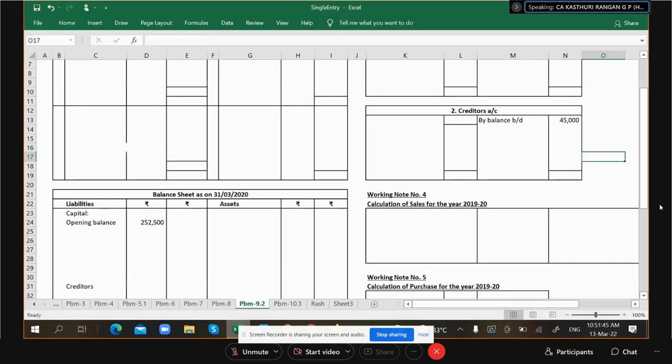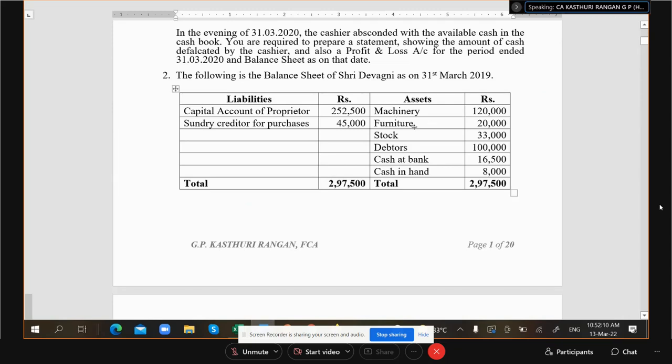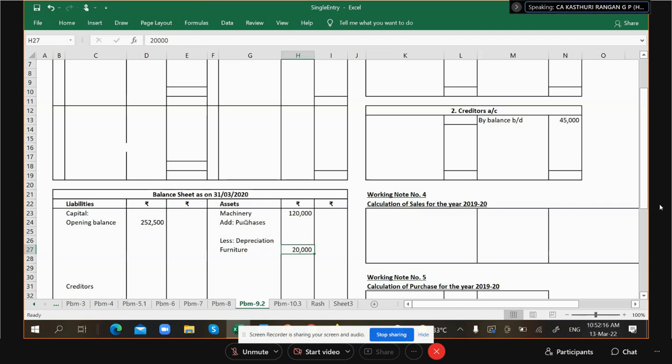Then machinery, furniture. Where will you put machinery, furniture in the balance sheet? Machinery, inner column, because we'll have to apply depreciation. Suppose there could be a purchase, so leave some space. In this problem, I find some machinery has been purchased. Then furniture, inner column, 20,000 rupees. So machinery 120, furniture 20, inner column. For machinery, some purchase or depreciation is also there. As and when we do that, we will record it.